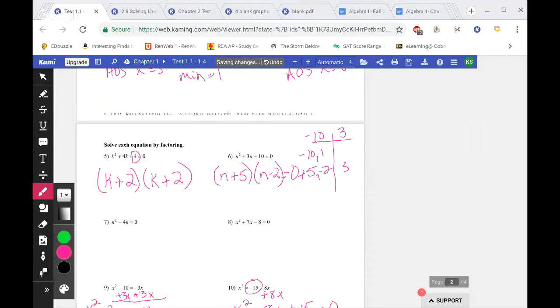Oh, I forgot to do this on 5. I'm really sorry. What you were supposed to do is set that equal to 0 and get k equals negative 2. That's your final answer because you're supposed to solve by factoring. And so for these, you would set each one of those equal to 0. That's going to give you n equals negative 5, and n minus 2 equals 0 would give you n equals 2. So your final answers are negative 5 and 2.